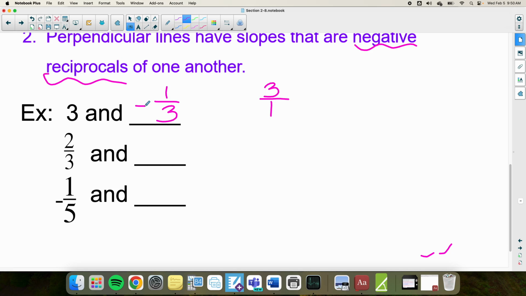This is 2 over 3. What's the opposite reciprocal? Yep, negative 3 over 2. Very good. What's that? Positive 5 over 1. And if you wrote it as 5, that would be fine too. Okay?